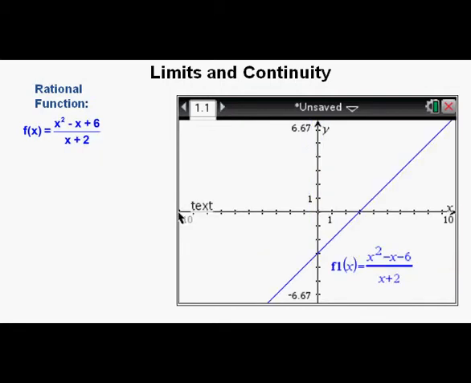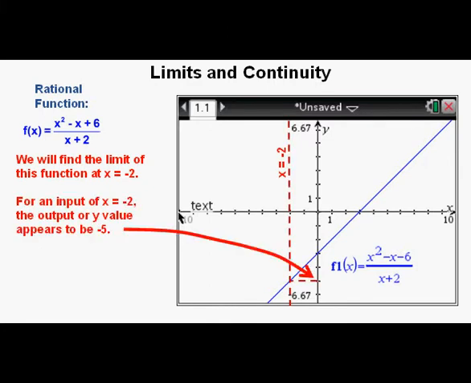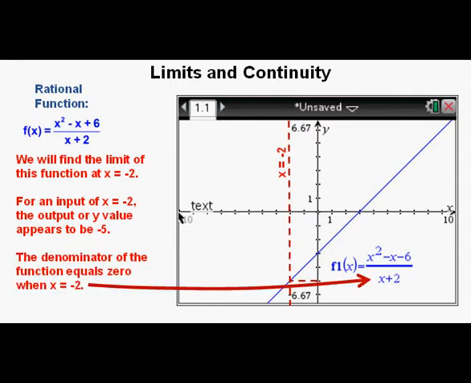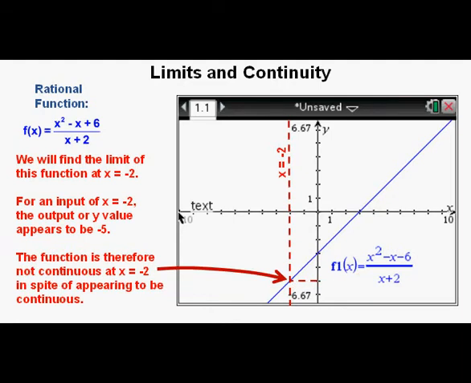Here's another rational function. We have f of x equals x squared minus x minus 6 over x plus 2. We will find the limit of this function at x equals negative 2, that is, if the limit exists. Here's a vertical line at x equals negative 2. It looks like for an input value of negative 2, we get an output of y equals negative 5. But we know, or should know, that the denominator of the function equals 0 when x equals negative 2. And that means that in spite of the graph of this function having every appearance of being continuous, the function is not continuous at x equals negative 2.